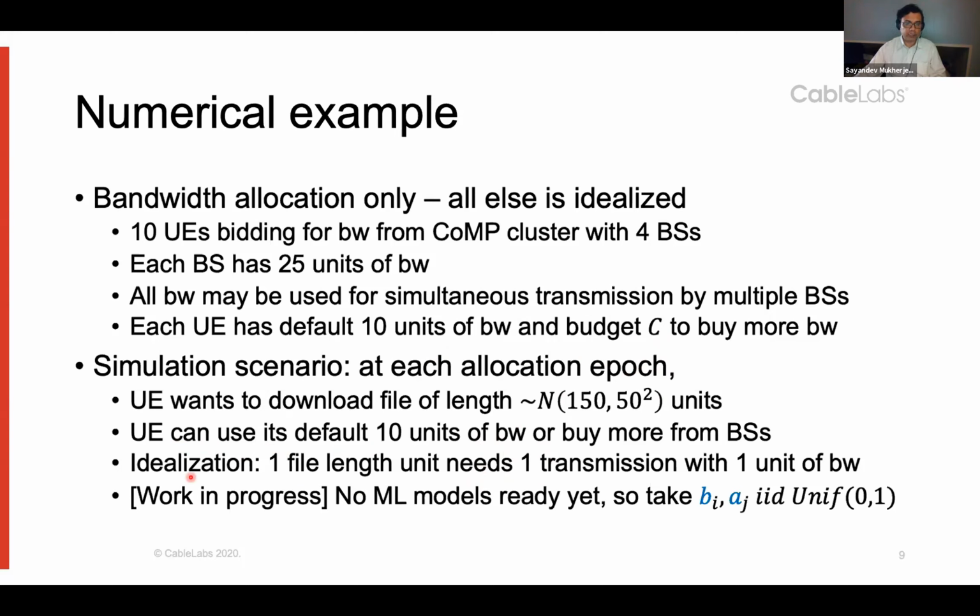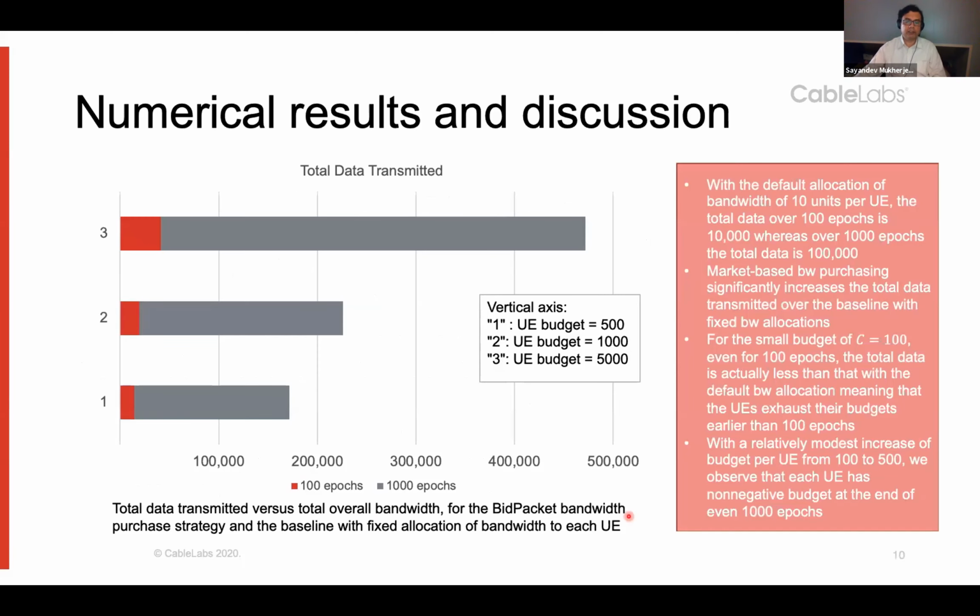Okay, and like I said, we completely idealize. We say one file length unit needs one transmission with 1 unit of bandwidth. More importantly here, this is work in progress. We are currently working on fine-tuning our predictor models, machine learning models for the quantities B and A. So for right now, we just take them to be IID uniform 0-1. So let's see what happens even with these significantly idealized scenarios.